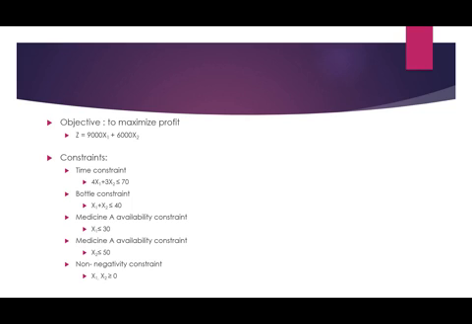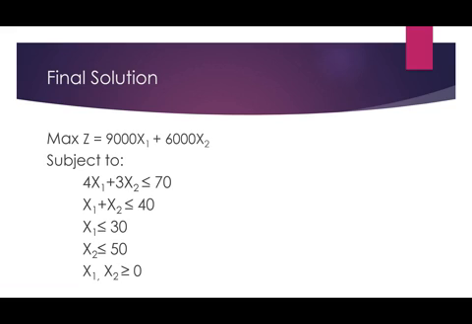Now, combining all these constraints, how do we write the LPP? We will just have a look. The solution will look like: max z is equal to 9000 x1 plus 6000 x2, subject to 4x1 plus 3x2 less than or equal to 40, x1 plus x2 less than or equal to 40, x1 less than or equal to 30, x2 less than or equal to 50, both x1 and x2 are greater than or equal to 0. Hope the concept is clear.